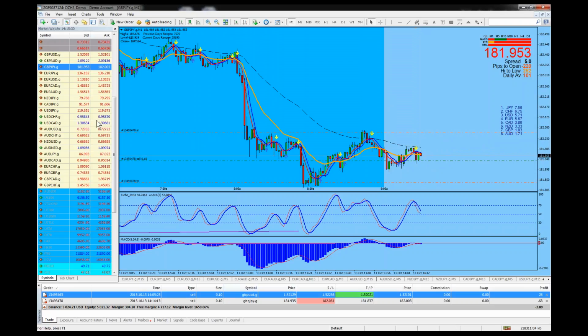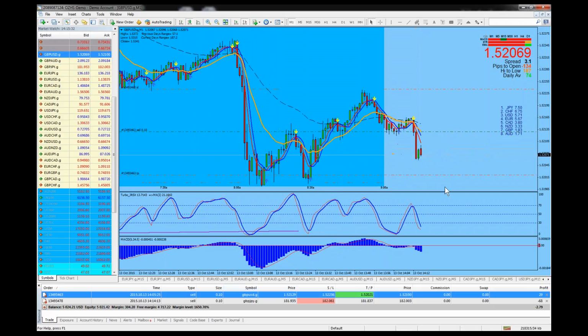Let's go back to pound dollar. Do I need to adjust anything? No. That looks like it wants to get down here, but we'll see. Yeah, so I'm trying not to go too fast with the analysis, but you do get the main idea. When the arrow signal pops up, then you want to go and look at the chart and just see what's happening.